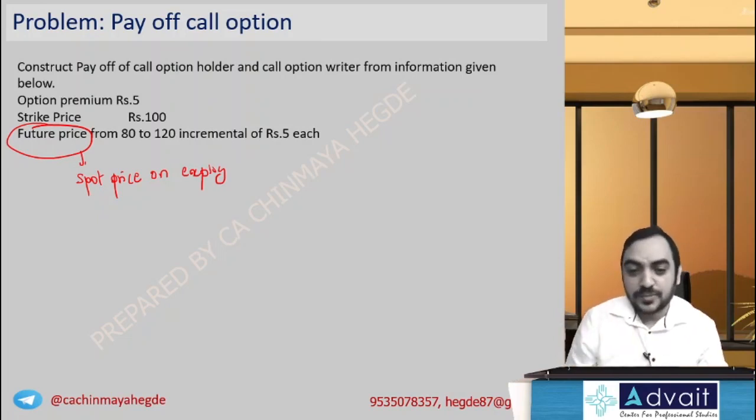That is our discussion. So spot price on expiry, starting from 80, incremental of 5 rupees each. So explain, if it is 80 rupees, what is your payoff? If it is 85, incremental of 5 rupees, what is your payoff? 90 rupees, what is your payoff? Like that till the end.